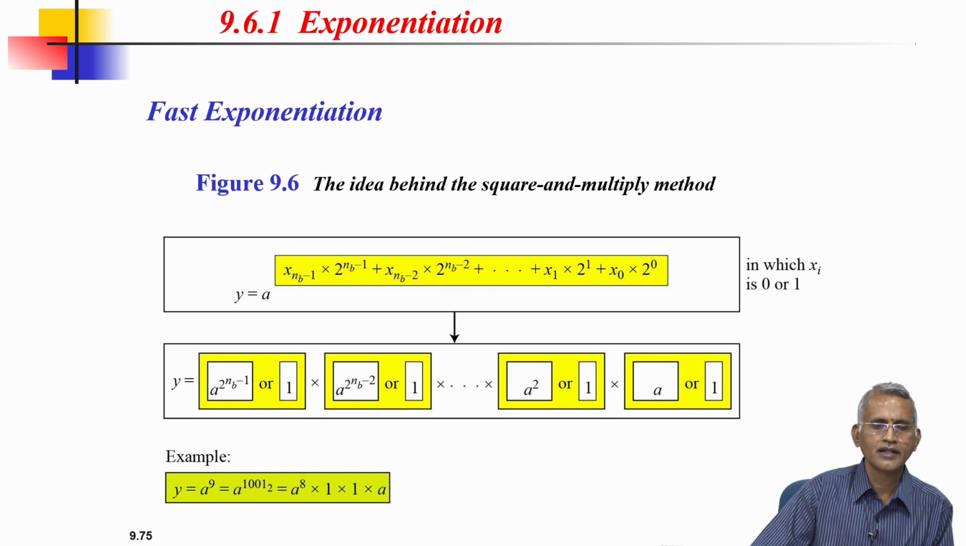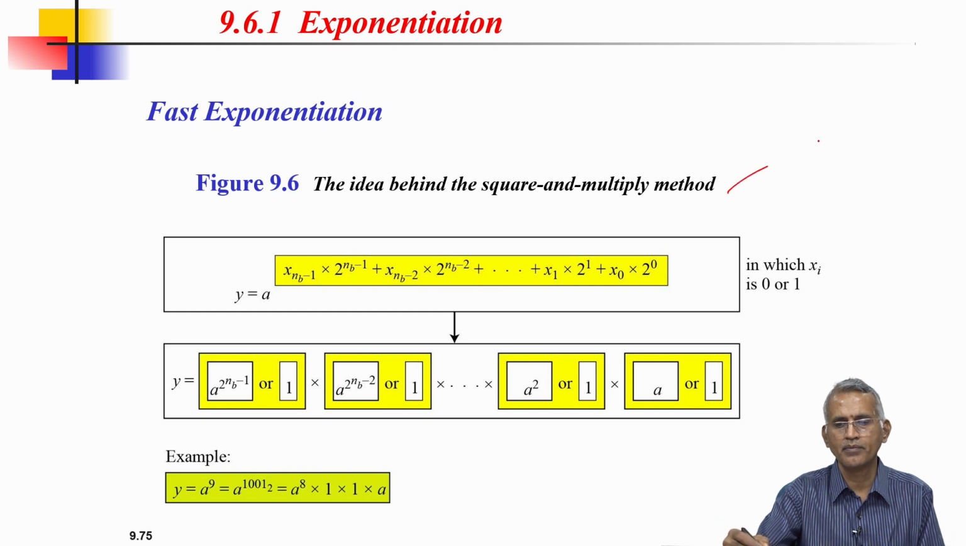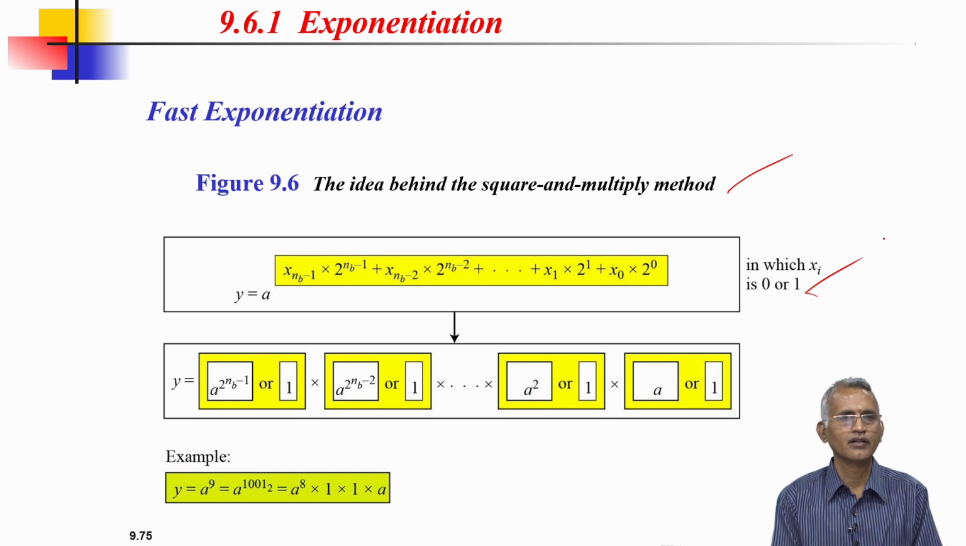So, the fast exponentiation idea behind the square and multiply method is that y equals a power of the structure x_{nb-1} times 2^{nb-1} plus x_{nb-2} times 2^{nb-2} and so on down to 2^0, in which each xi is 0 or 1. Therefore, we have to calculate it in separate packets like this.